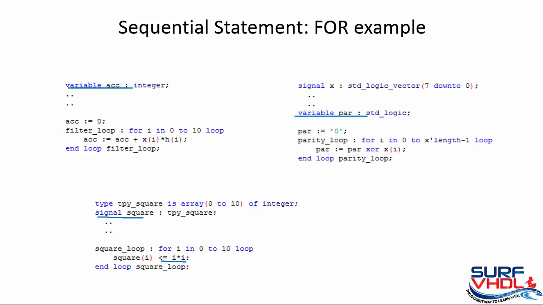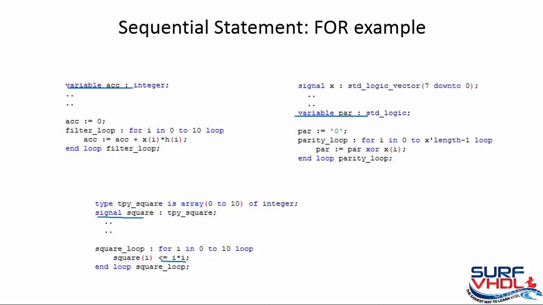Do you think it is possible to use a signal for the ACC and PAR objects? Press stop and take your time to answer. Did you find an answer? If your answer is no, you gave the correct answer. It is not possible to use a signal in the first two examples.